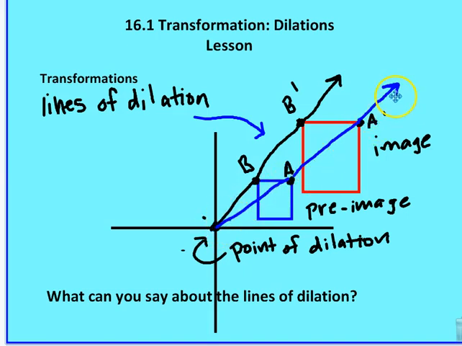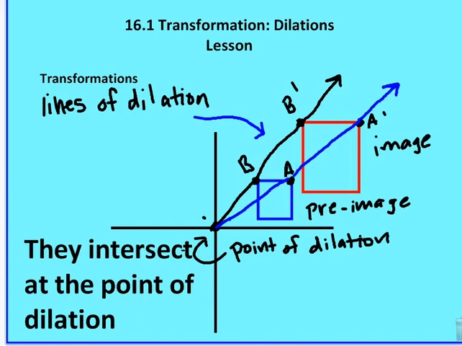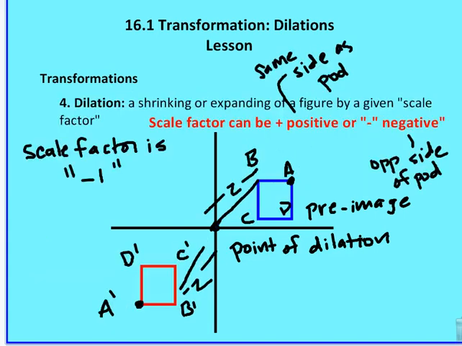Also, the lines of dilation are typically going to have slopes that are different, as I connect the pre-image and the image points. So they originate at, or go through, the center of dilation, and the slopes will generally have different values. Okay, all right, so let's move on.